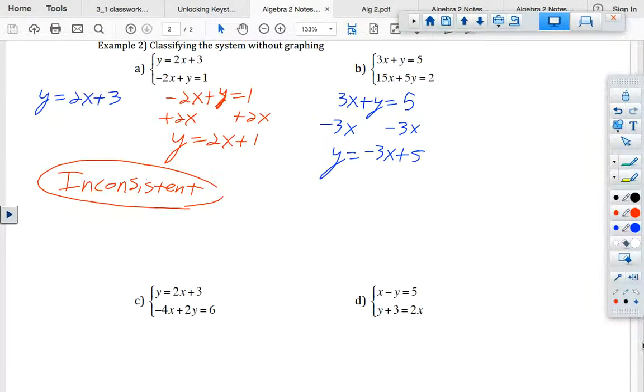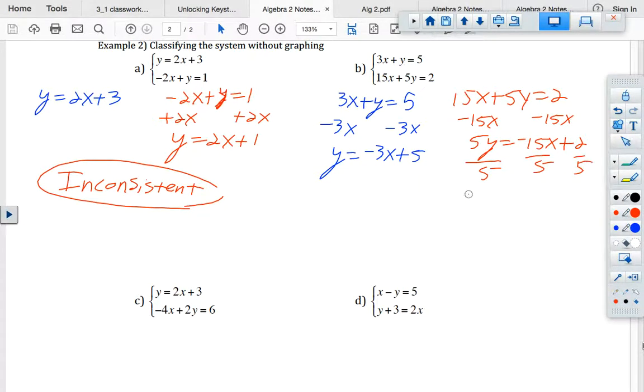All right. Next one. Let's go with Taylor. We're doing the 15x plus 5y equals 2. What would be your first step? Subtract 15x to both sides. So I have 5y equals negative 15x plus 2. And then what would be your next step? Divide everything by 5. And I get y equals negative 3x plus 2 over 5.